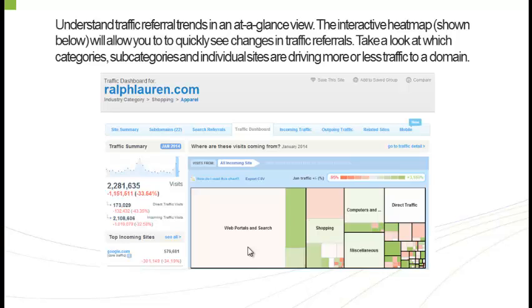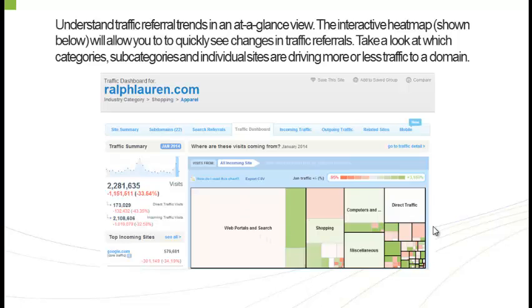The traffic dashboard is essentially the same as the incoming traffic report. However, the traffic dashboard is a really easy way to see at a glance how traffic referral trends are changing month over month. The traffic dashboard is a really interactive, really easy to digest heat map that shows you where traffic is coming from on a category, subcategory, and then individual site level.